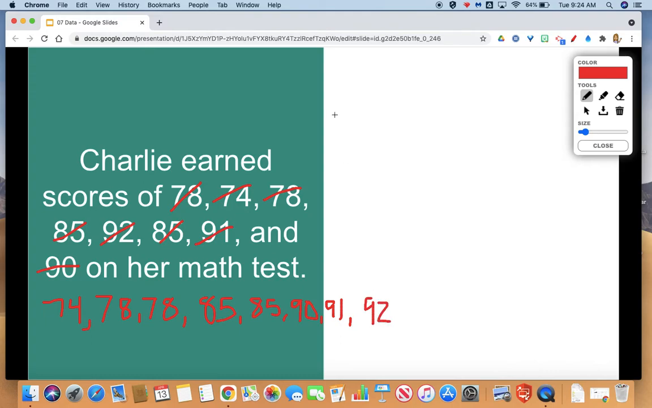Let's start by finding the mean. Why don't you pause to find the mean? I'm going to find it as well. Press play when you're ready to hear the answer. Remember, for the mean, you're adding these up and dividing by how many numbers there are.